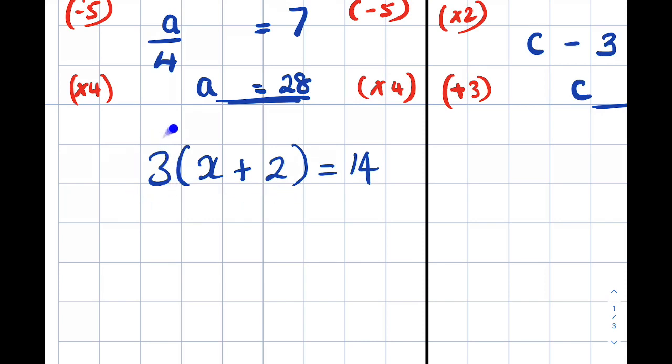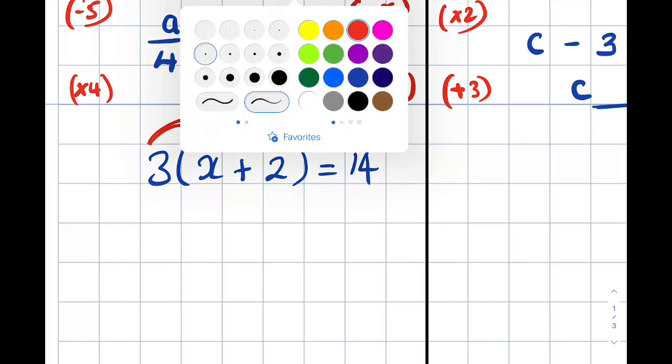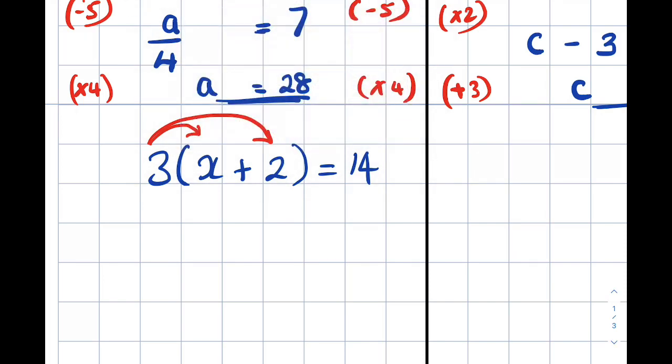So it's 3 lots of x plus 2's. You can do it in steps, 3 lots of x's and 3 lots of positive 2's. Write down the result of that. So 3 times x is going to be 3x. 3 multiplied by positive 2 is going to be 6. And we've got the 14 on the right hand side.